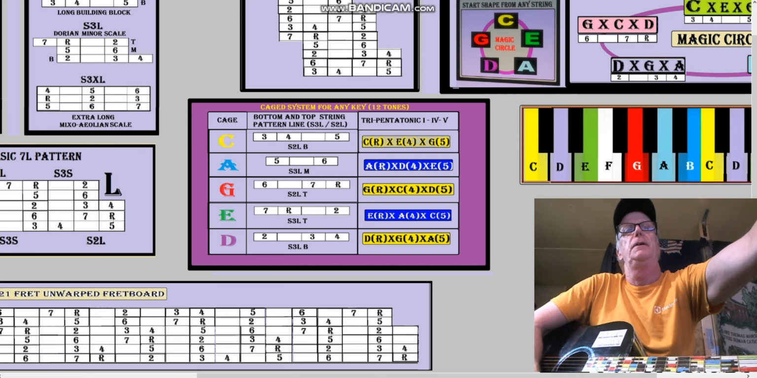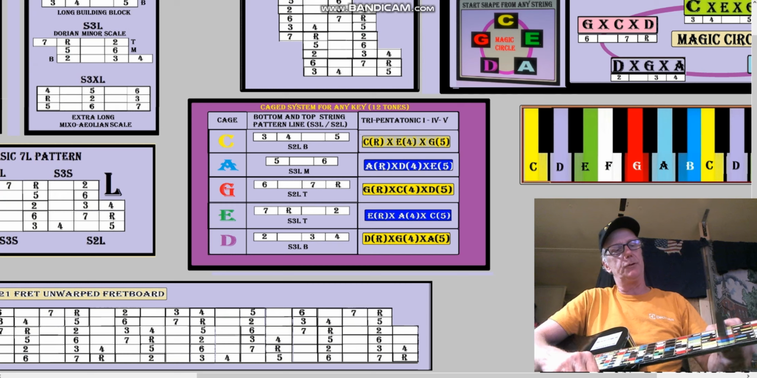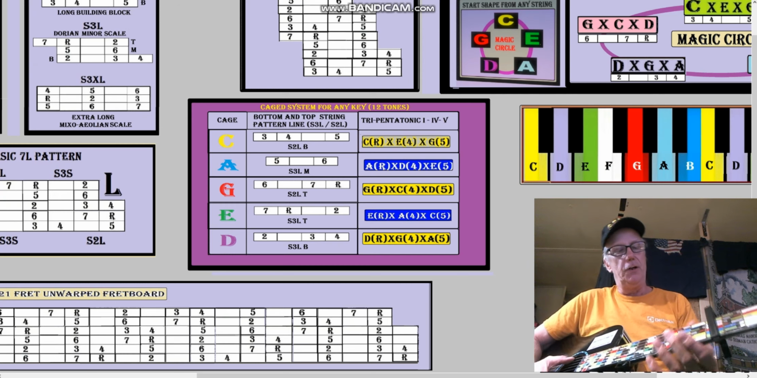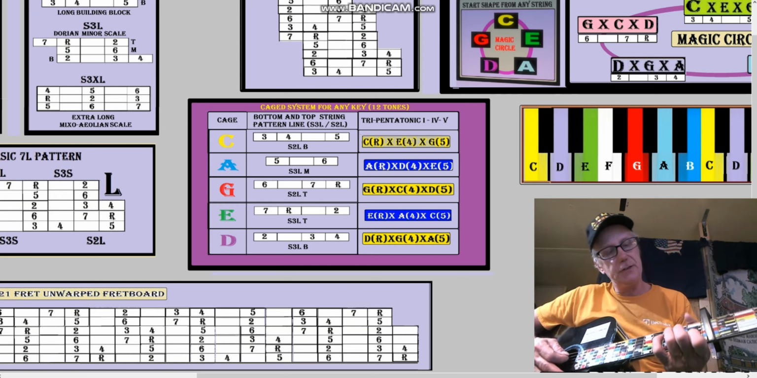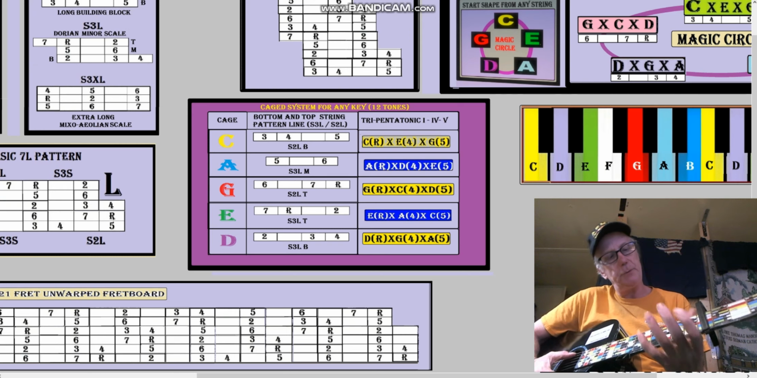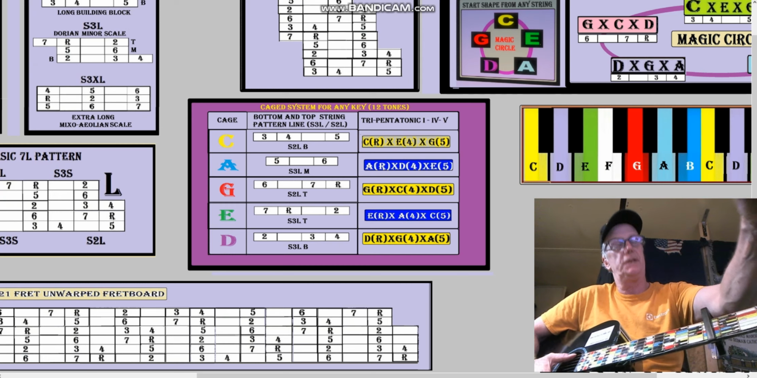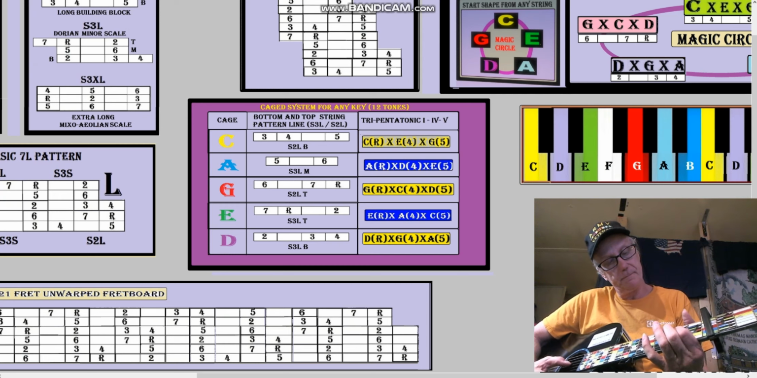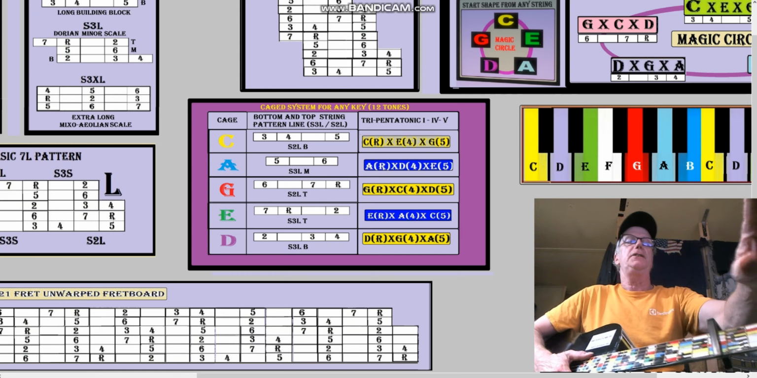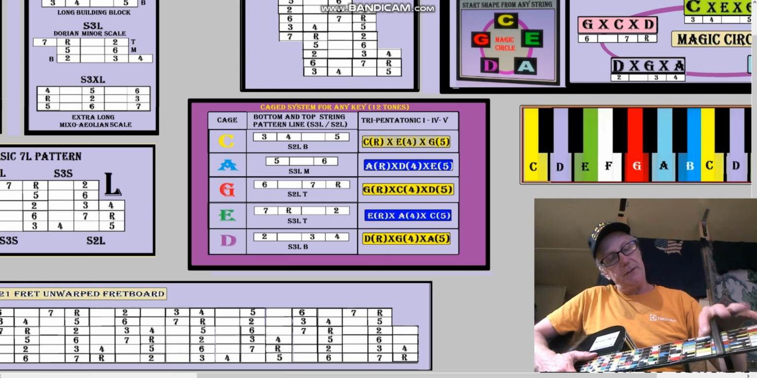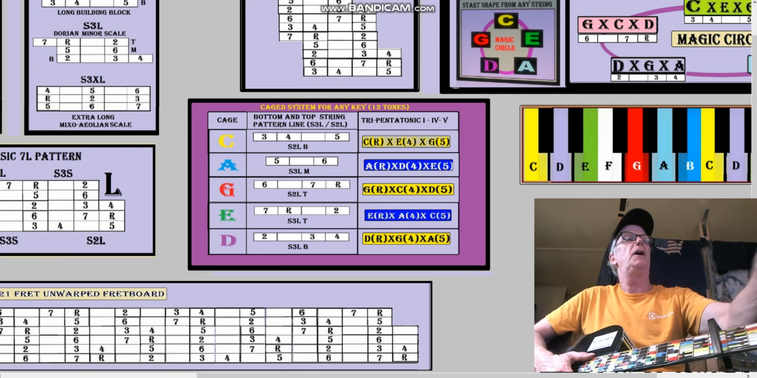Okay. The cage system is almost like inversions of a pentatonic scale. So in the C shape, say C shape C, we start on the 3. So it's going to go 3, 5, 6, root, 2, 3. Starts on the 3. Then the A shape is going to start on the 5th. So the C is going to go to the A shape. It's going to start on the 5.